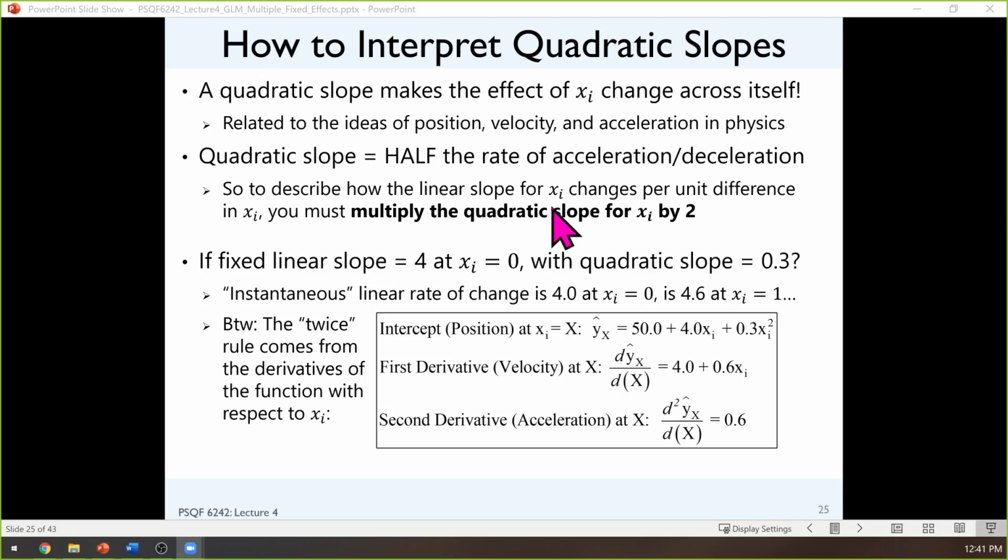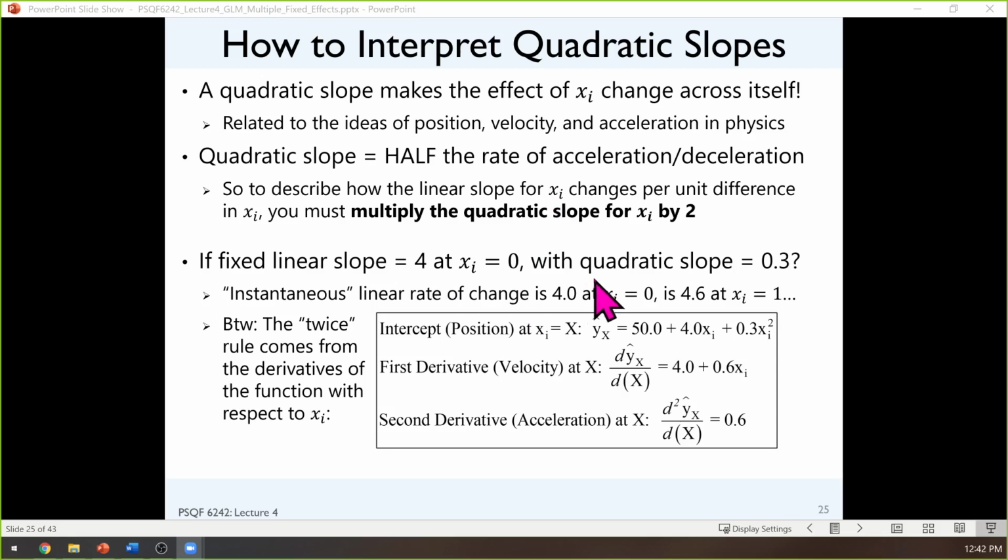Twice the quadratic slope is how the linear slope changes per unit of the predictor. So the whole idea of a quadratic model is that you are taking the slope of a predictor and you are either speeding it up or slowing it down. If it's speeding up, that's known as acceleration, like in physics terms where you have velocity and acceleration, or deceleration if you're slowing it down. And twice the quadratic coefficient is how the slope either speeds up or slows down per unit of the predictor. I've got some pictures for you that will hopefully make that a little bit clearer.